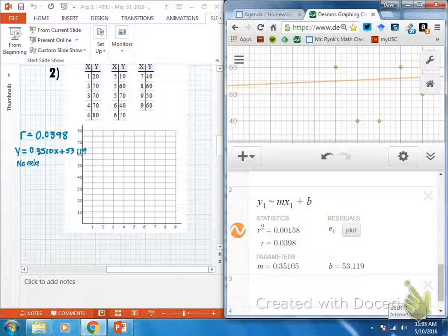So then we would just write a sentence. Now we would say there is no relationship between x and y. And you could write because. Why is there no relationship? Because of what? No points are on the line. Now look at our R value. There's no relationship because our R value is so small, close to 0, right?